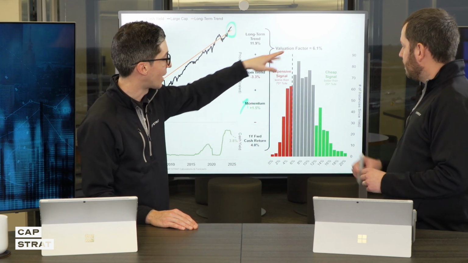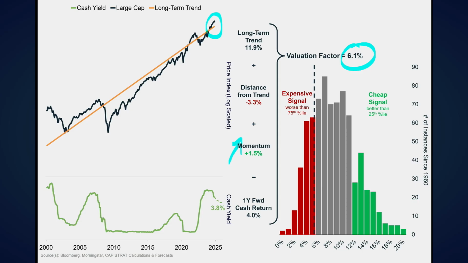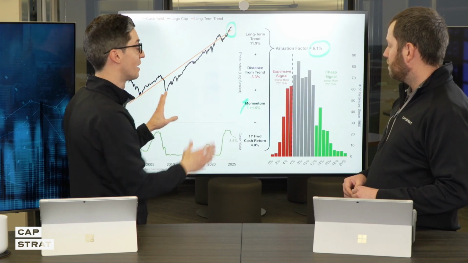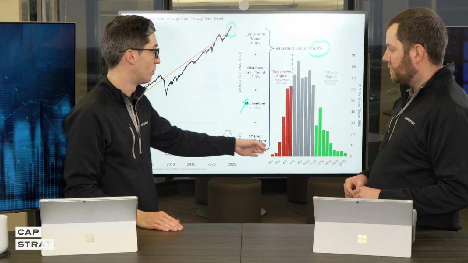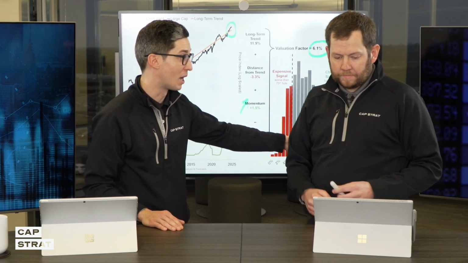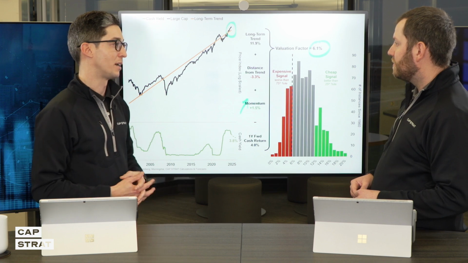So you do that math: long-term trend plus distance, plus momentum, minus expected return on cash. Here's your valuation factor. Is that expensive, cheap, or in between? It's actually slightly on the expensive side. So the macro outlook, pretty benign, but the good news is more than priced in, you could argue, on the valuation side. Nothing extreme. We're not talking about tech bubble, but we're certainly not talking about market bottom during COVID or 2008 either. More so on the expensive side.